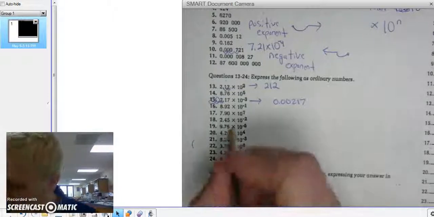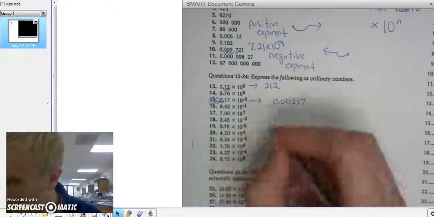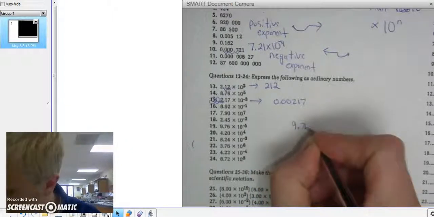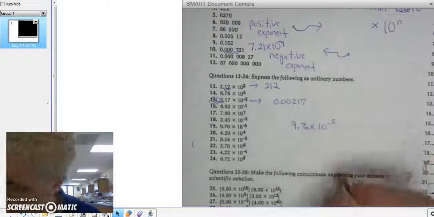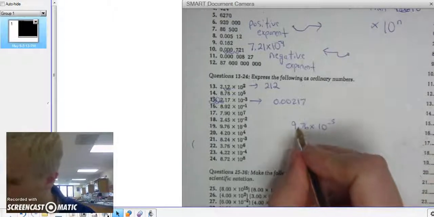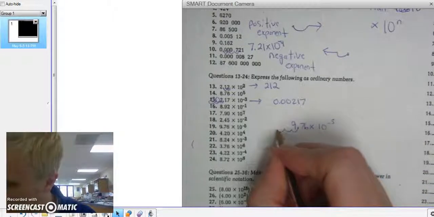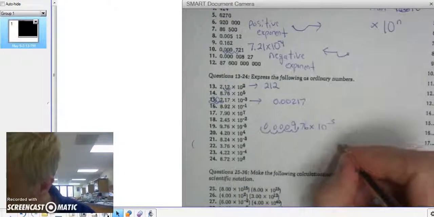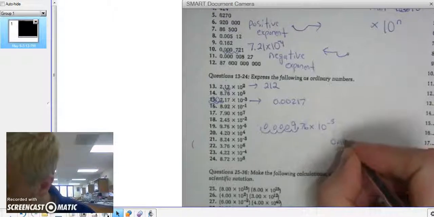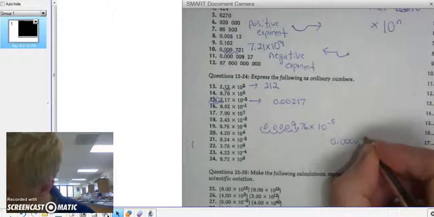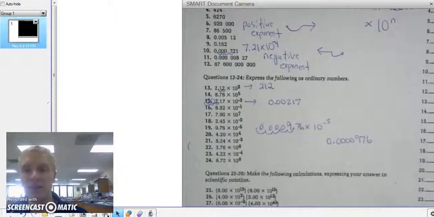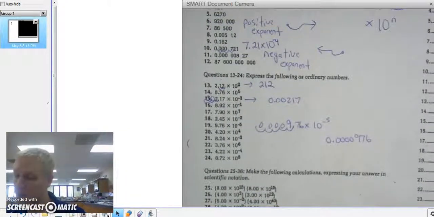Why don't we try another negative one? So that's 9.56. I'm going to rewrite it. 9.76 times 10 to the negative 5th. I'm moving my decimal 1, 2, 3, 4, 5 steps. So that's 1, 2, 3, 4 zeros there. My actual number is going to be 0.0000976. And that's how you convert from scientific notation into ordinary numbers.